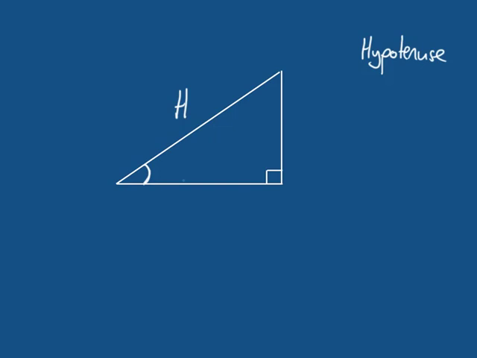Now, the other two edges are named based on their relationship to the angle that is in question. So if we were talking about this angle right here, then the two other edges are named as follows. The edge that sits opposite the angle in question is rather logically referred to as the opposite edge, or often it's just called opposite. So I'm going to label this with a capital O, and over here I'm going to write opposite. So the edge that sits opposite our angle is the opposite edge.